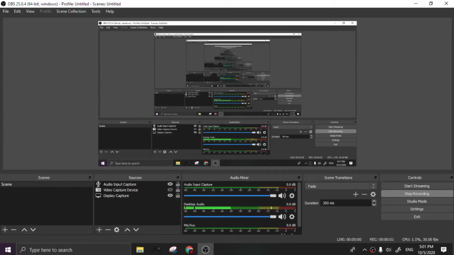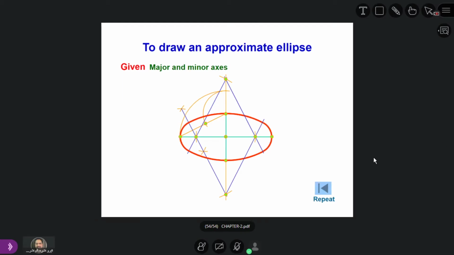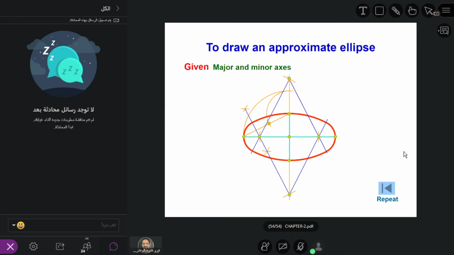Okay, so now I'm going to start to show you how to draw an ellipse. Let me share the screen, so please pay attention to how to draw this ellipse. Once we finish it, then let's go for your assignments.